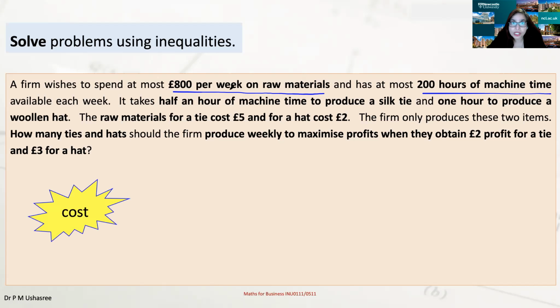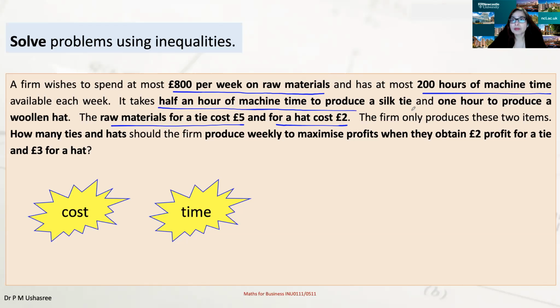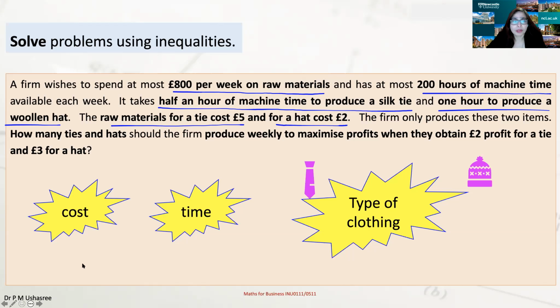We have the cost. Raw materials for a tie cost 5 pounds, for a hat cost £2. And we have another category. We are talking about cost, and we are talking about the time. That is another category, time here. 200 hours of machine time, half an hour of machine time to produce one silk tie, 1 hour to produce a woolen hat. So we have two different categories here, and then we have the type of clothing, the tie and the hat. So many categories, isn't it? So how many ties and hats should the firm produce weekly to maximize profits?